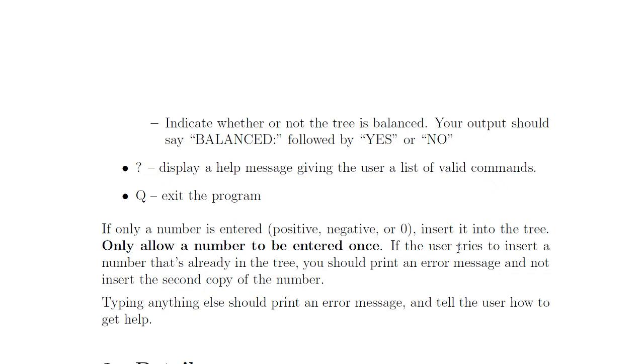And then check whether the tree is balanced. So we had a recursive definition of balanced. So decide whether it's balanced, print the word balanced, followed by yes or no.